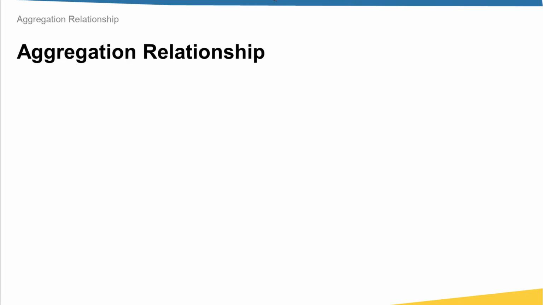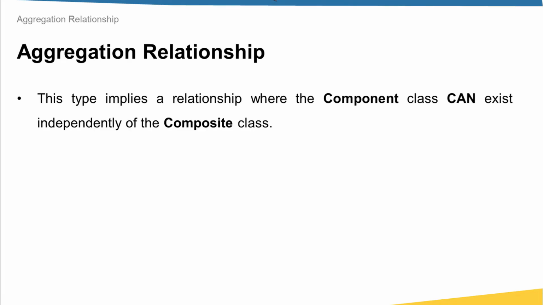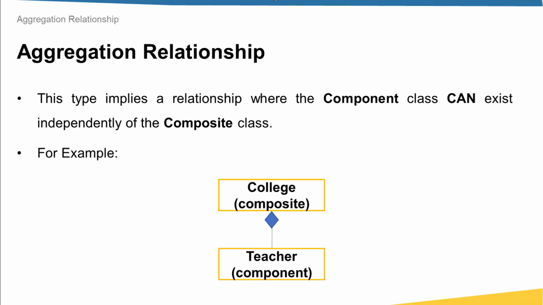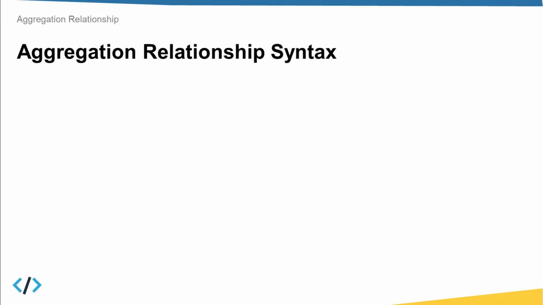And as a quick reminder of what aggregation relationship is, we see that in this relationship, the component class can exist independently of the composite class. A simple example of this is the relationship between college and teacher. And the question now is, how to define this relationship in Python?